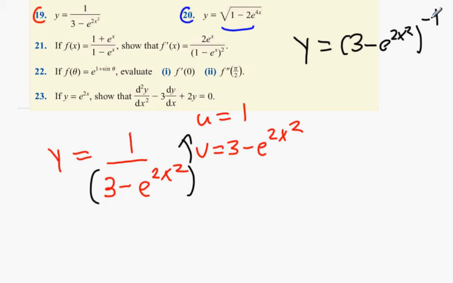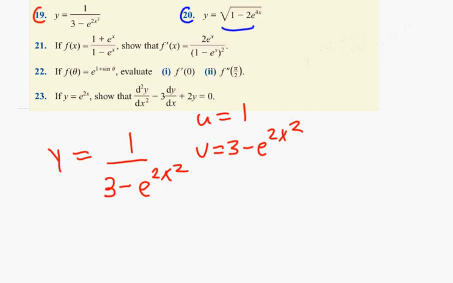Hands up if you'd like to see the quotient rule. Hands up if you want to see the chain rule. Okay, we'll do it both ways. I'll do the quotient rule because I did chain rule last time. Okay guys, excuse me. What we're going to do here is the following.